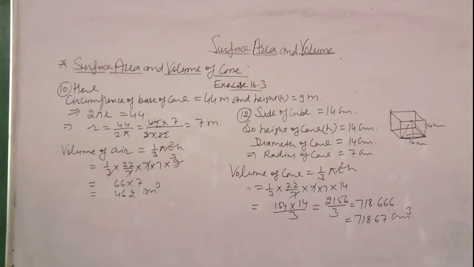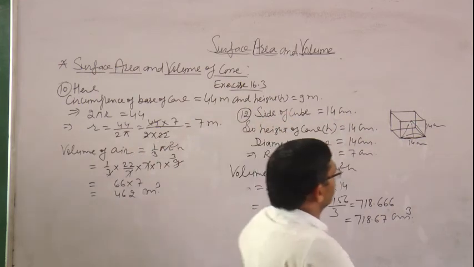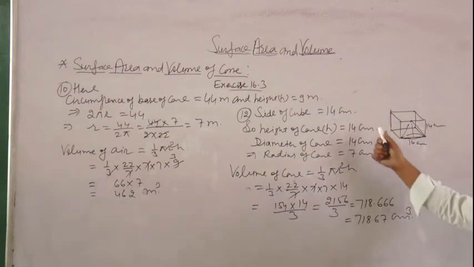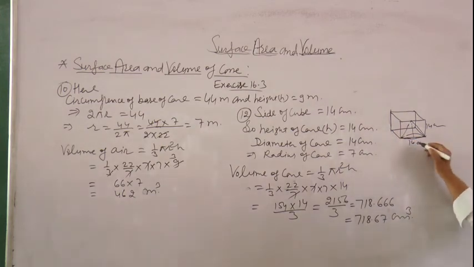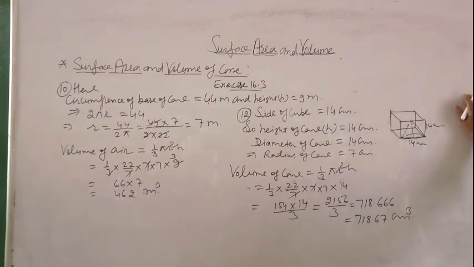In this question, side of cube is given. How many? 14 centimeter. Side of cube is 14 centimeter. We cut a cone of maximum height. From this cube, we have cut a cone, and the cone that we cut is of maximum height.